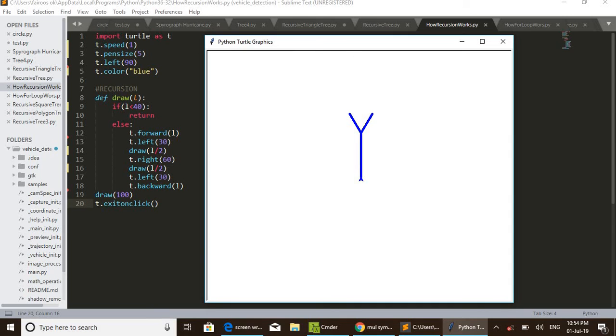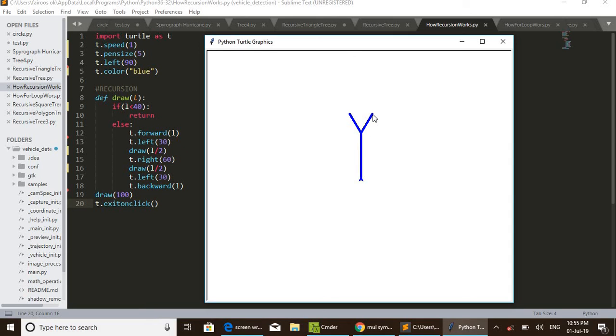That is 100 by 2, 50. Draw 100 by 2. Again it calls the same function, and goes to here. At that time the value is 50. 50 is not less than 40, so it goes to the else part, and t dot forward L. That is t dot forward 50. We can see it goes 50 units in this forward direction.